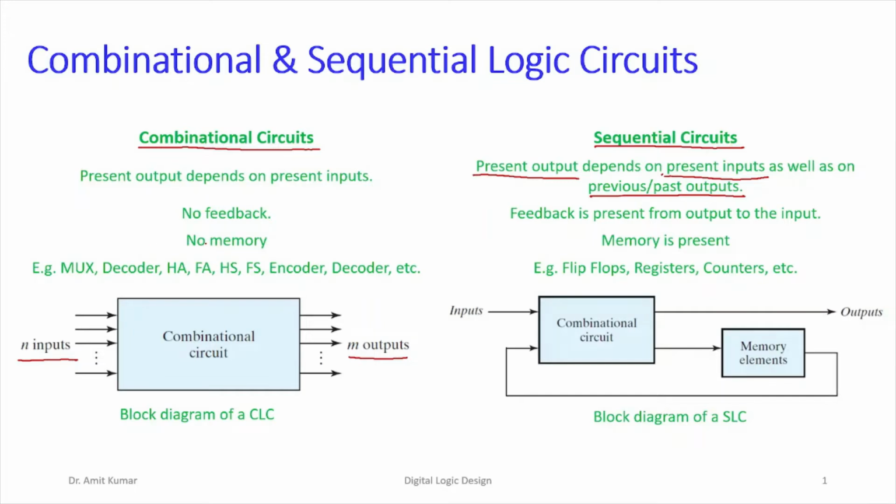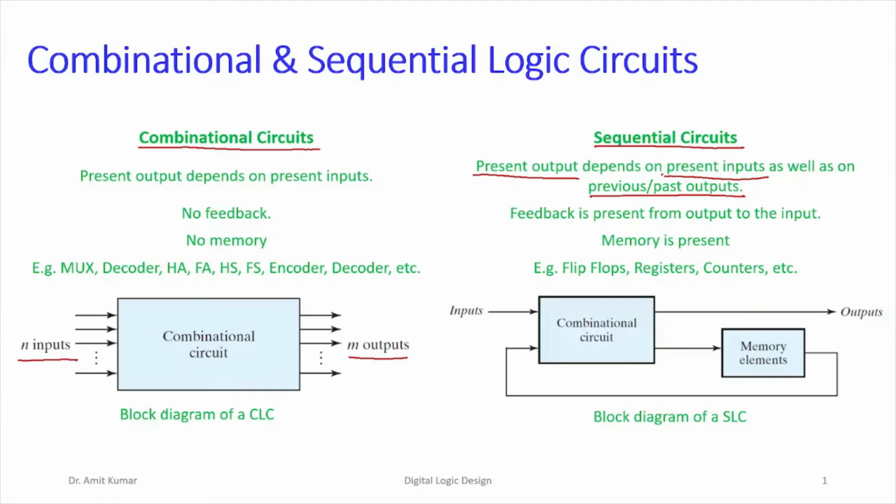No memory is there, right? It means no feedback mechanism is there, or we can say the output only depends on the present state of the inputs. In a sequential circuit, memory is present. It means that the output depends on the present state of the inputs as well as the previous values of the outputs. A few examples of combinational circuits: mux, demux, half adder, full adder, half subtractor, full subtractor. And for sequential circuits, we can take flip-flops, registers, and counters as examples.